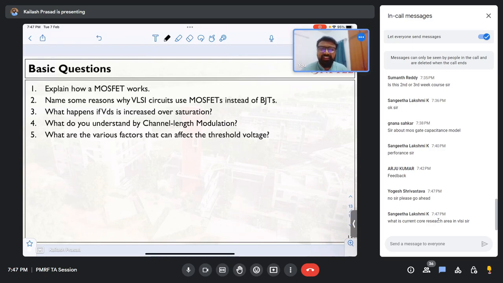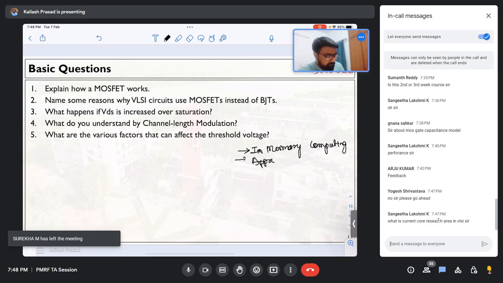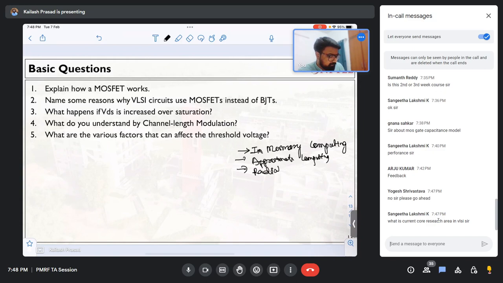There are humongous research areas in VLSI. I can just tell you what our lab has expertise in here at IIT Gandhinagar. So we work in in-memory computing. You may want to note down all of these things, because in future you might hear of a system which has an in-memory computing module. We work on approximate computing. We work on radiation hardened designs, radiation hardened circuits. We work on designing AI hardware accelerators.